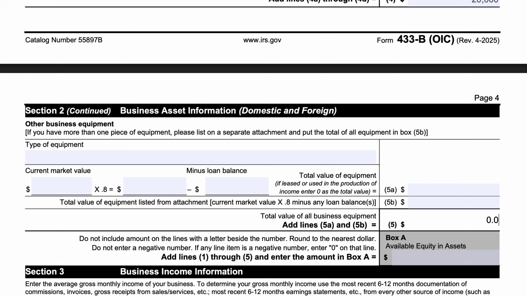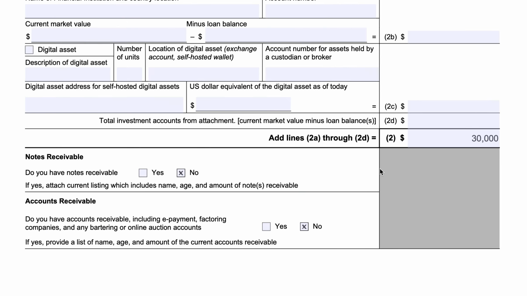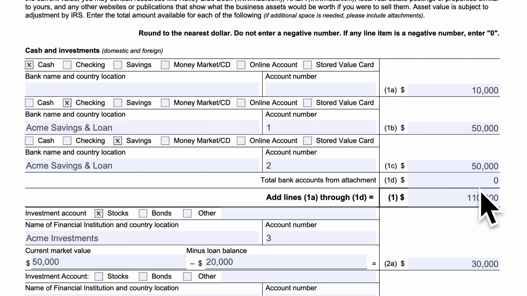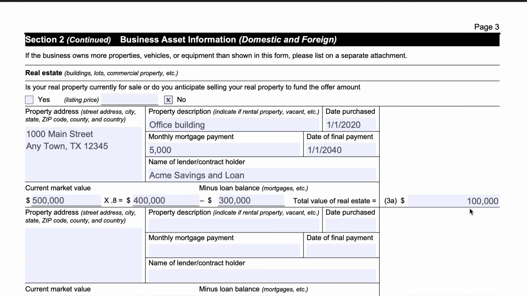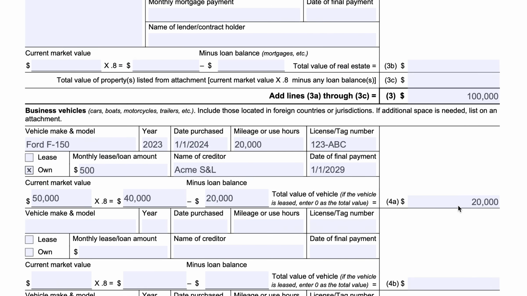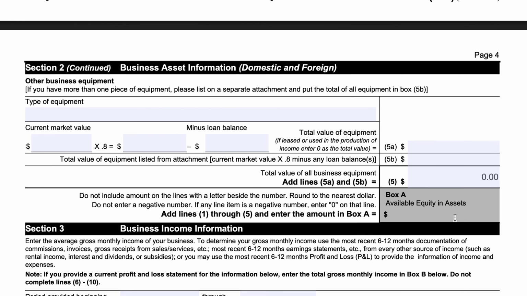So now we're going to add lines 1 through 5. As you can see, each of these lines, 5A, 5B, they all roll up to line 5. So we're going to go back to line 1, and this is the way it is for all of these, just to make sure that we cover the bases. We've got $110,000. We've got $30,000, so that's $140. This makes it $240, and then this is $260. And then we don't have anything here, so we have $260,000.